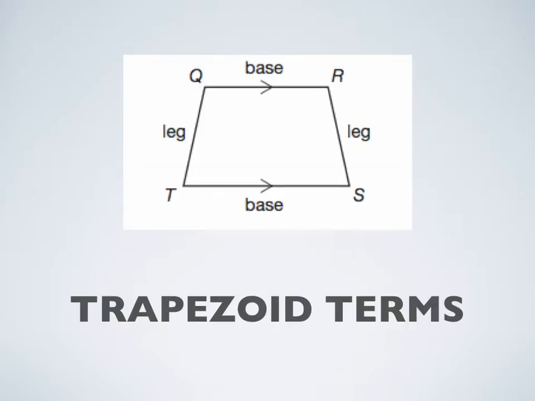Reviewing the terms pertaining to trapezoids, the bases are always the two sides which are parallel, and the legs are the non-parallel sides. There's a special trapezoid called an isosceles trapezoid where the legs are congruent.